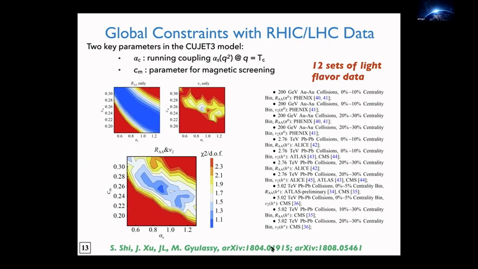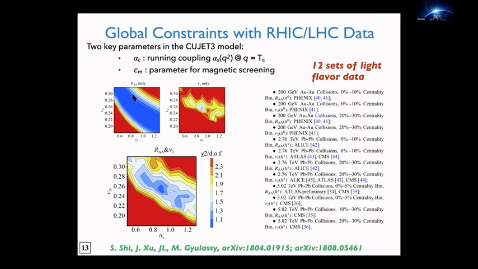Especially in this new paper, in the newest generation of CJET, we did a global analysis with all the RHIC and LHC data we can find. There are 2 parameters that I mentioned: the running coupling at Tc and the magnetic screening coefficient. We used 12 sets of light flavor data from RHIC all the way to the LHC at 5 TeV, with all kinds of different centralities, RAA and v2. You can see that is the global chi-square against all those data. It's a huge amount of data if you think about it.